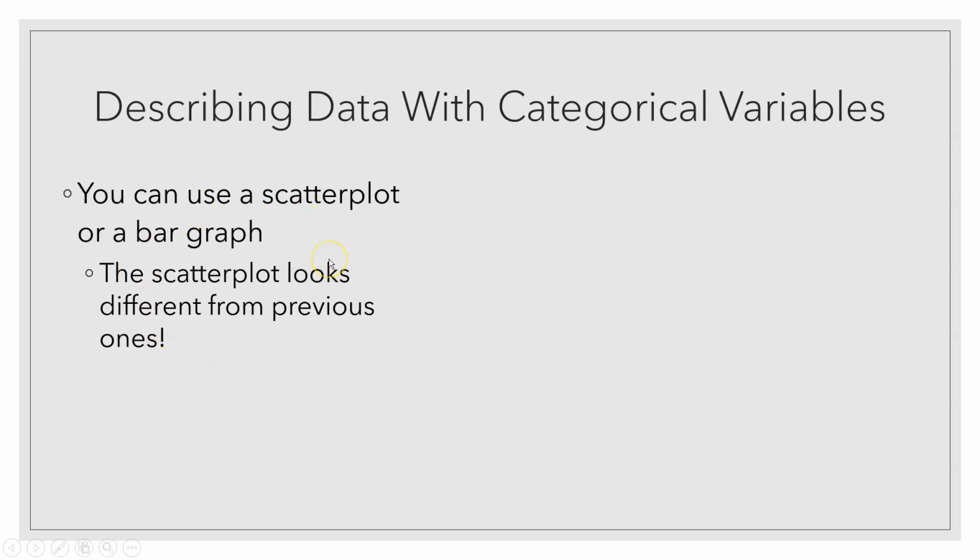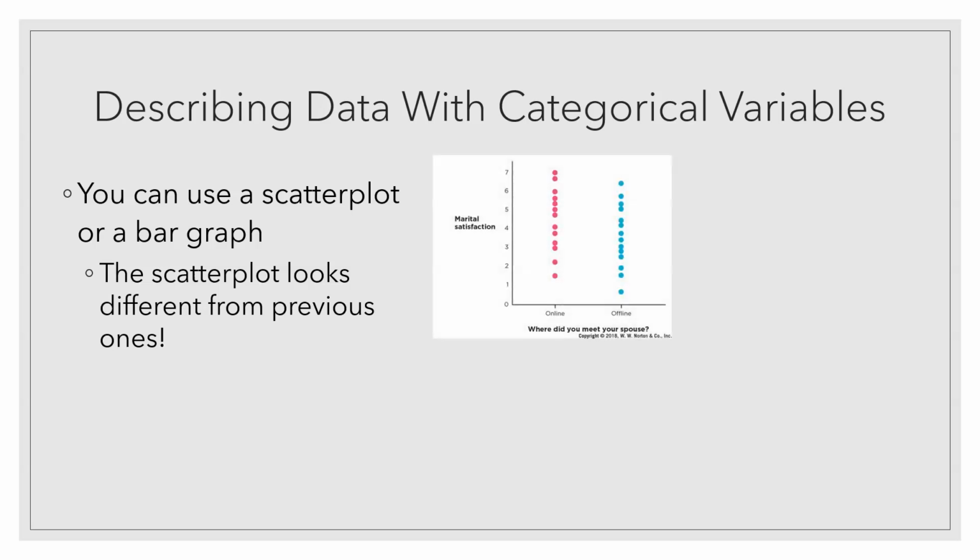Now, if we're describing data with categorical variables, you can actually use a scatter plot or a bar graph. So in this case, we're looking at the Cacioppo and colleagues study, looking at marital satisfaction versus whether or not they met their spouse online or offline. And so this scatter plot looks a little different from previous ones that you've seen. And it's kind of hard to determine if there's a difference between these two variables.